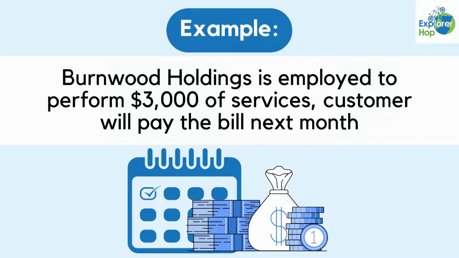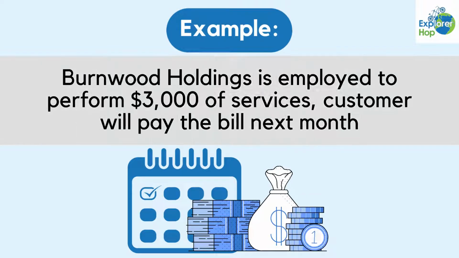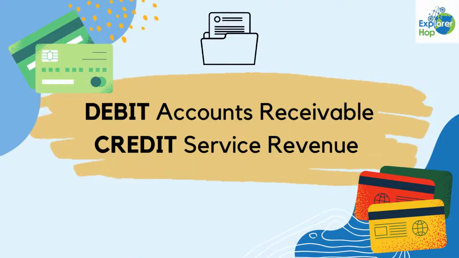Let's look at an example. Burnwood Holdings performs $3,000 of services, however, the customer will pay the bill next month. This results in a debit to accounts receivable as payment is to be received, and a credit to service revenue as services have just been performed and earned.